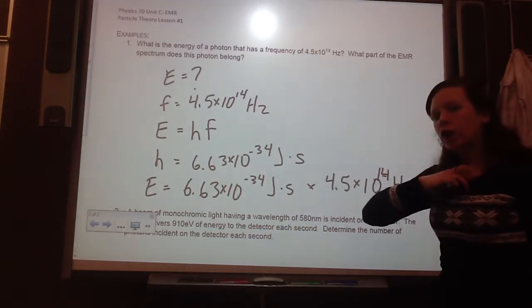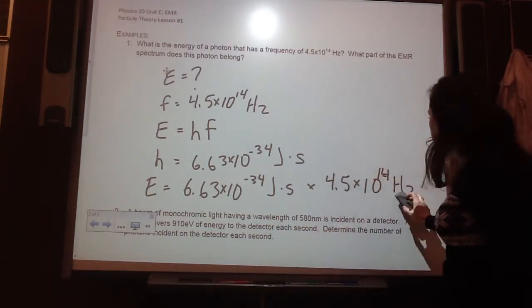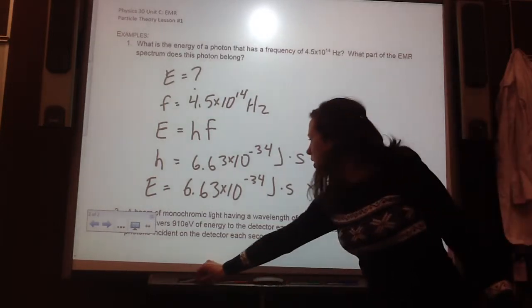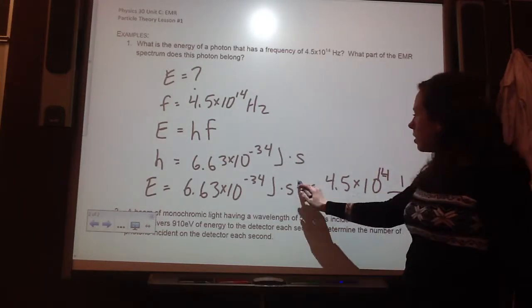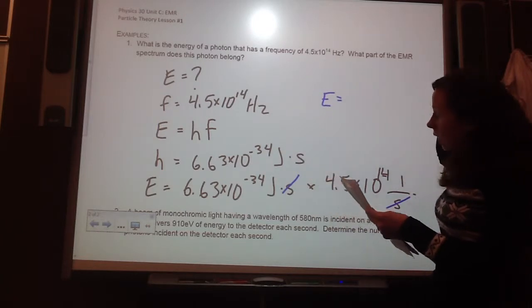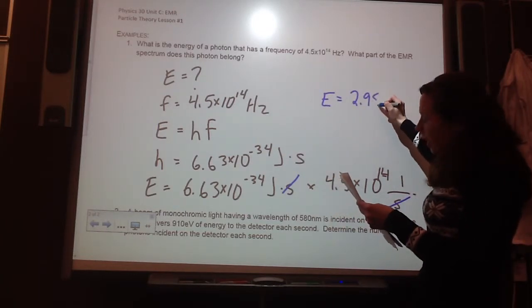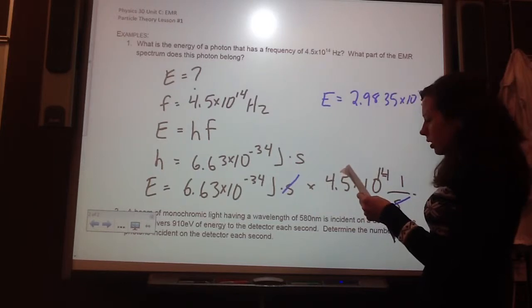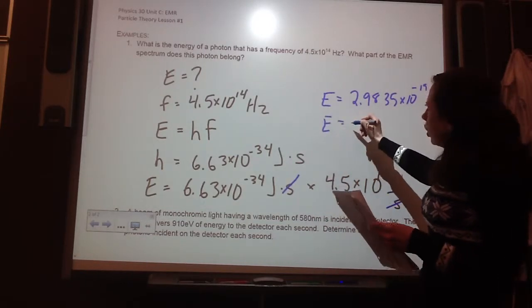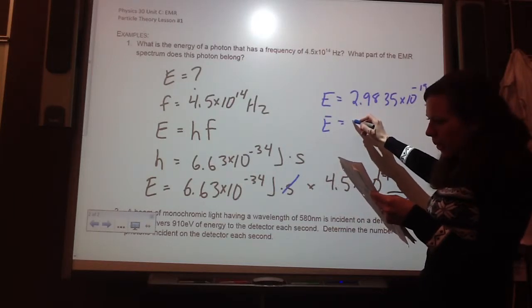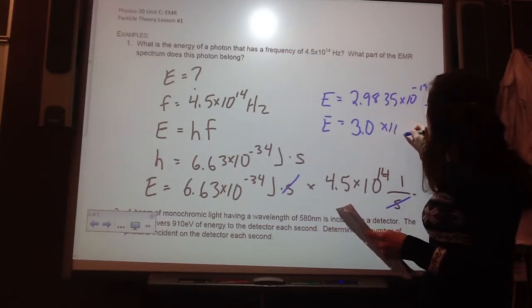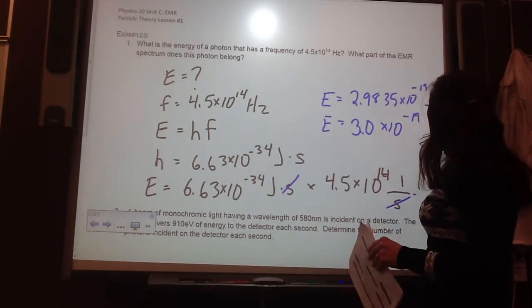Now if you think about it, hertz is like 1 over seconds. So just to show how the units cross out, the seconds cross out, and I'm left with joules. Then you put that in your calculator, and you get 2.9835 times 10 to the negative 19 joules. So to 2 sig digs, we have 3.0 times 10 to the negative 19 joules.